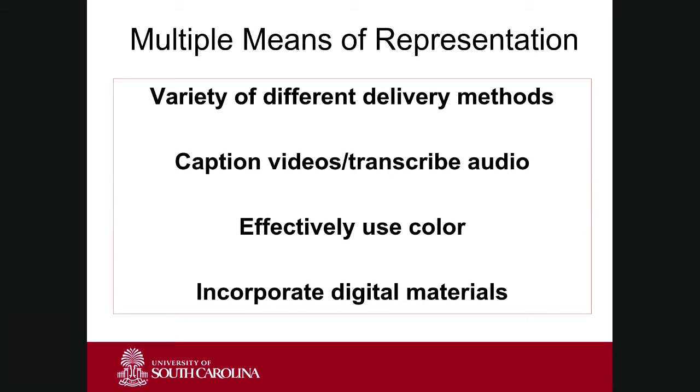Multiple means of representation might also mean effectively using color. So, for example, avoiding highlighter colors that don't have sufficient contrast for readability, or in the case of color blindness, being mindful of color selections, particularly avoiding, for example, red and green.